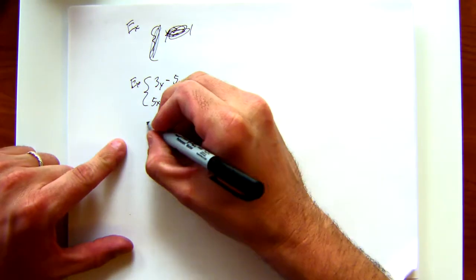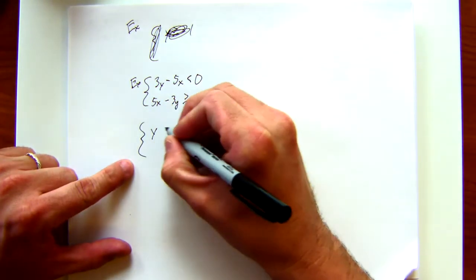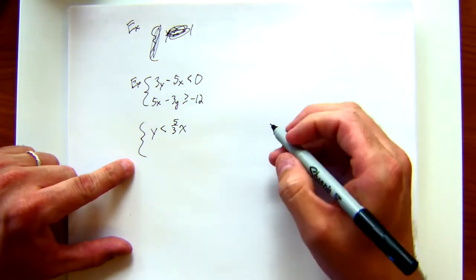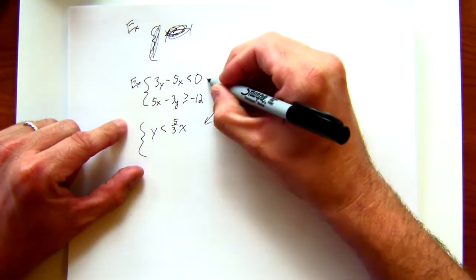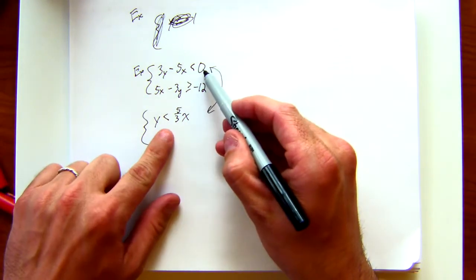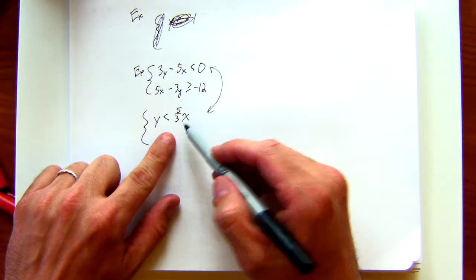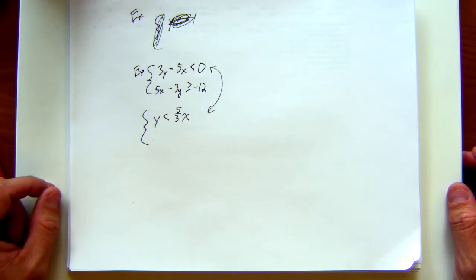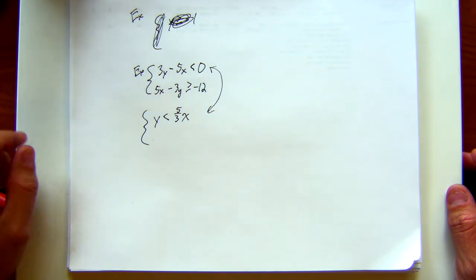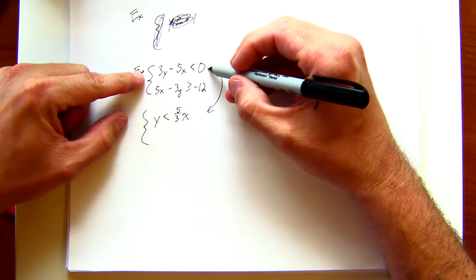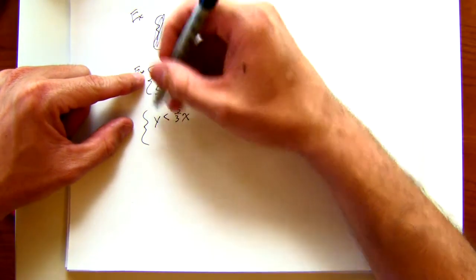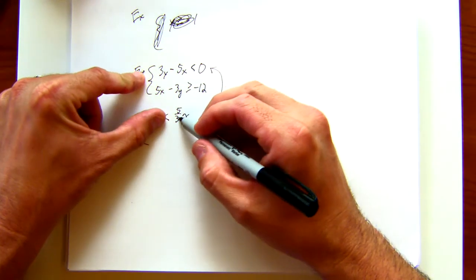If I did that for the first one, then I see that I get y is less than 5/3 x. I added the 5x over, and then I divided by 3. Any questions? So just for the first inequality, I added 5x, so 3y is less than 5x, but then I divided by 3 to get y is less than 5/3 x.